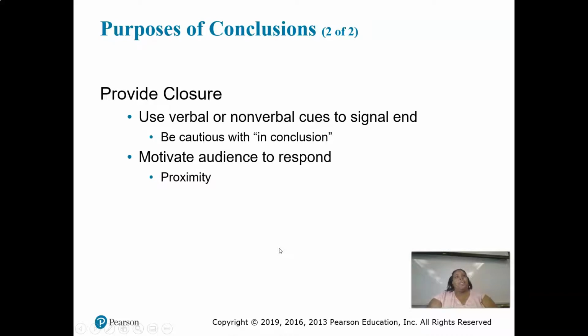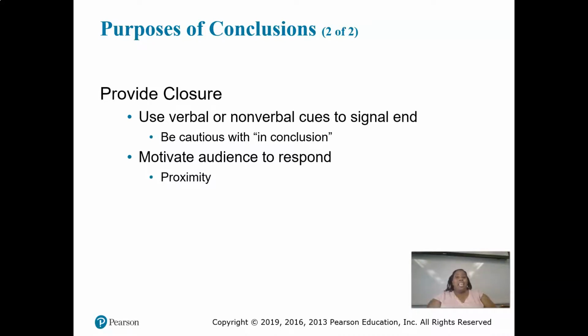You're also using it to provide closure. You're going to do this in both verbal and nonverbal ways. For example, you can use transitions such as to sum up, we just discussed, to summarize, and in summation. And you'll also use the inflection of the tone of your voice. Your voice might get a little bit softer, a little bit slower, a little bit more muted, a little bit more deliberate to indicate the ending of the speech. You can also motivate the audience to respond, either by raising a hand and such.